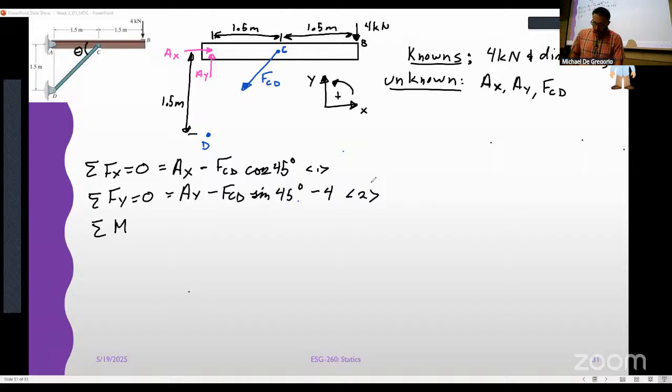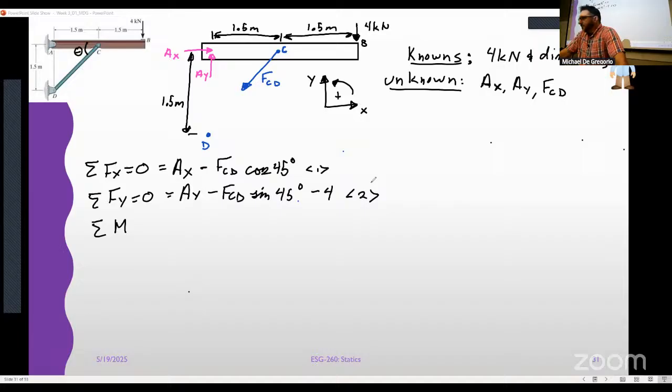Where do you guys want to take the moment? You could do it at A, sure. I did it at C. Why would I do it at C instead of A?